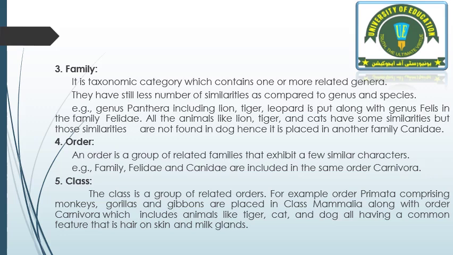Number 5 is class. The class is a group of related orders. For example, order Primata, comprising monkeys, gorillas, and gibbons, is placed in class Mammalia, along with order Carnivora, which includes animals like tiger, cat, and dog, and they all have a common feature, that is hair on skin and milk glands. So that's why class is a group of related orders, because many orders can be summarized in the category class.